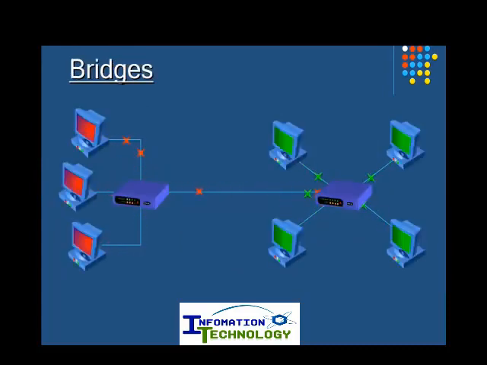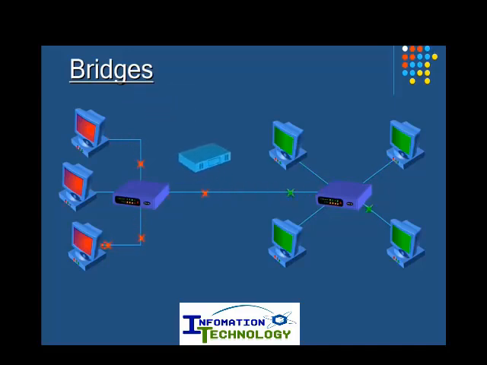Bridges are used to divide a network into separate collision domains. For example, here we have a network, and this network is segmented into two by a couple of hubs. If you notice, all the broadcast traffic from the two segments are seen by all the computers on both sides, and this causes unnecessary traffic.